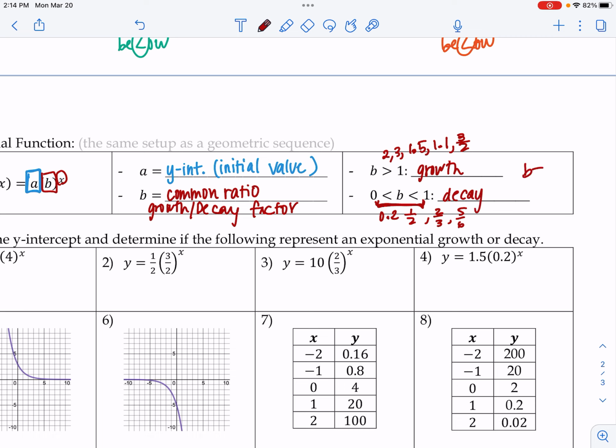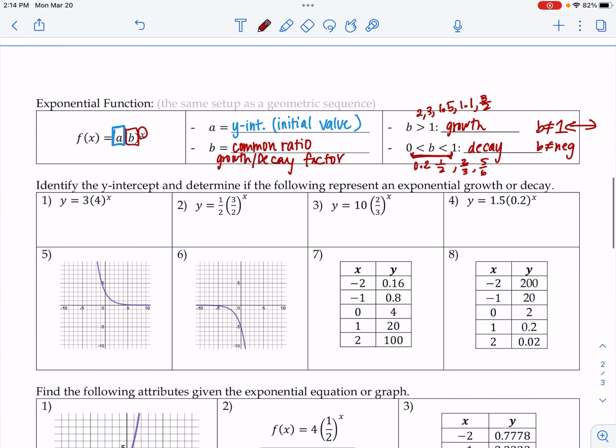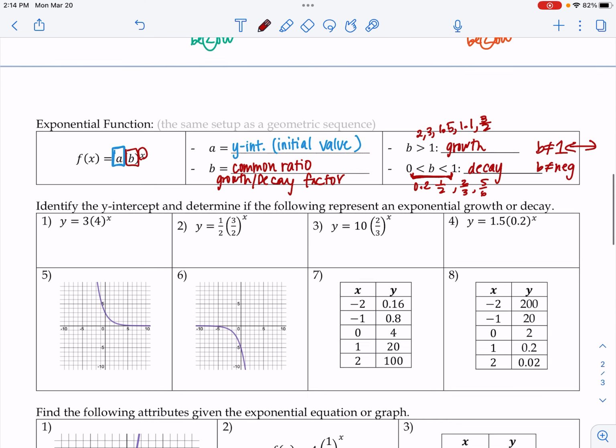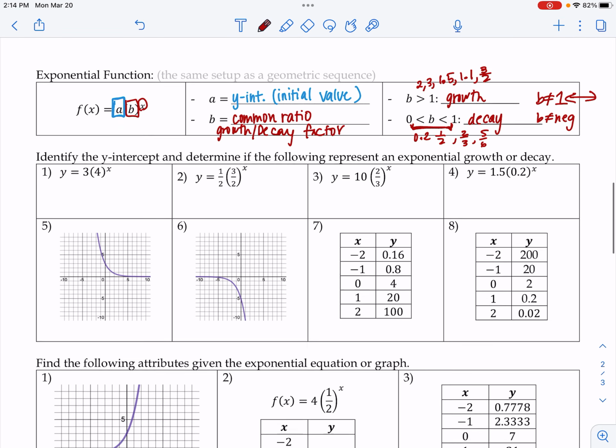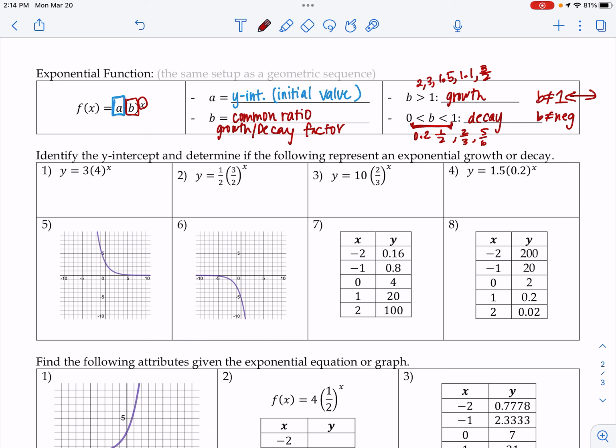You're never going to have a b value of 1 because then it wouldn't be growing or decaying. It would be flat. That would be linear. And you're never going to have a negative b value. That would not be an exponential function. It would just be a crazy oscillating set of points. So never negative, never 1. Only positive, above 1, or a fraction.